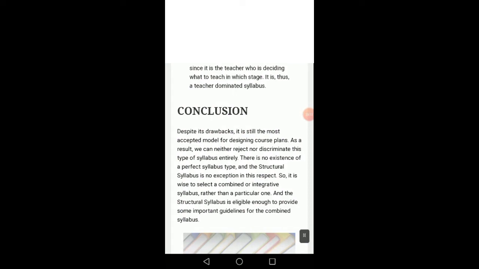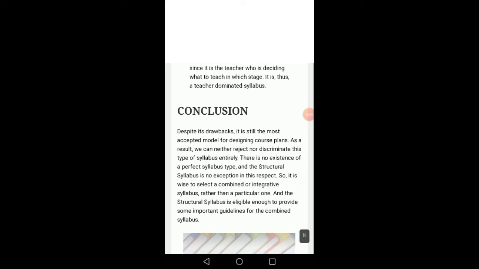Conclusion. Despite its drawbacks, it is still the most accepted model for designing course plans. As a result, we can neither reject nor discriminate against this type of syllabus entirely. There is no existence of a perfect syllabus type. This is what you should keep in your mind. And the structural syllabus is no exception in this respect.